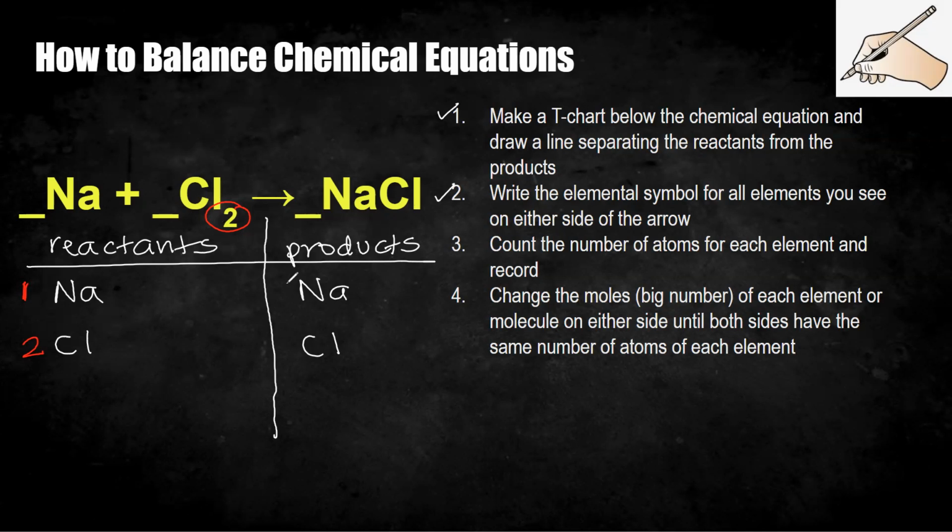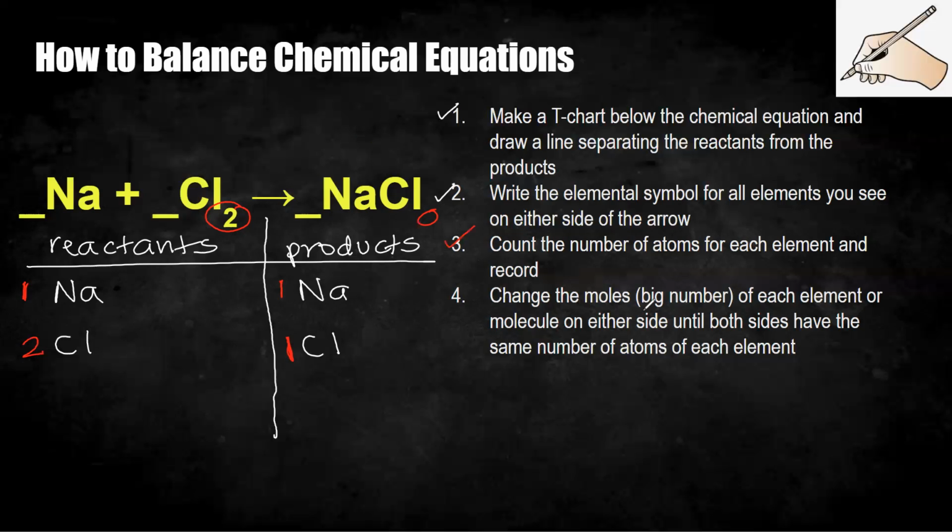Now on this side, I see 1 sodium again, because there's no coefficient. And I see 1 chlorine. There's no coefficient in front of chlorine as well, and there's no subscript here. This is empty. So this is telling us that in the sodium chloride, there's 1 sodium atom and 1 chlorine atom. Okay, so that is step number 3. You can check that off.